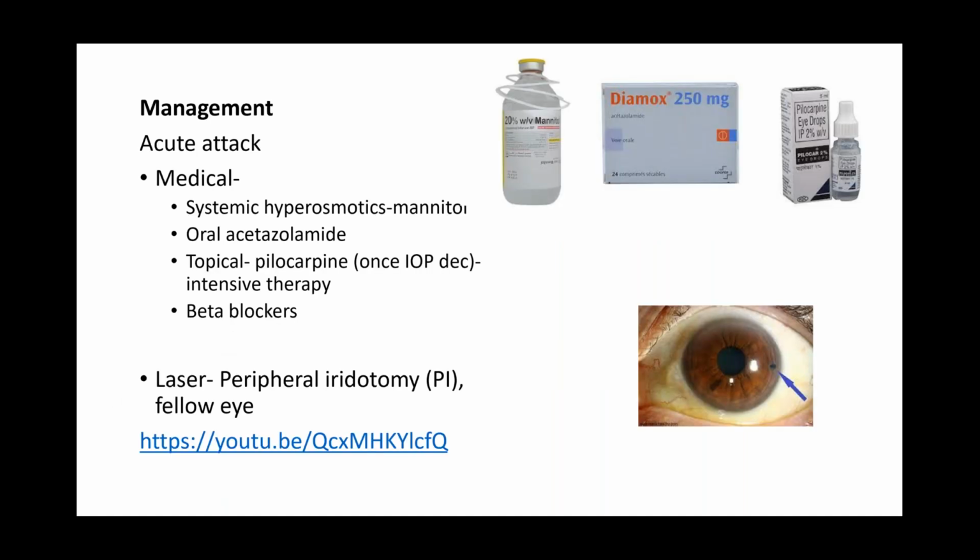Now, how do you manage such severe pain, redness, and high IOP? Your immediate management is to control the IOP, and when it's in the 30s and 40s, you need to bring it down immediately. So you need to give systemic hyperosmotics. 20% mannitol is available and is most commonly used. You need to remember the quantity. Among oral treatment, you have acetazolamide tablets, 250 mg.